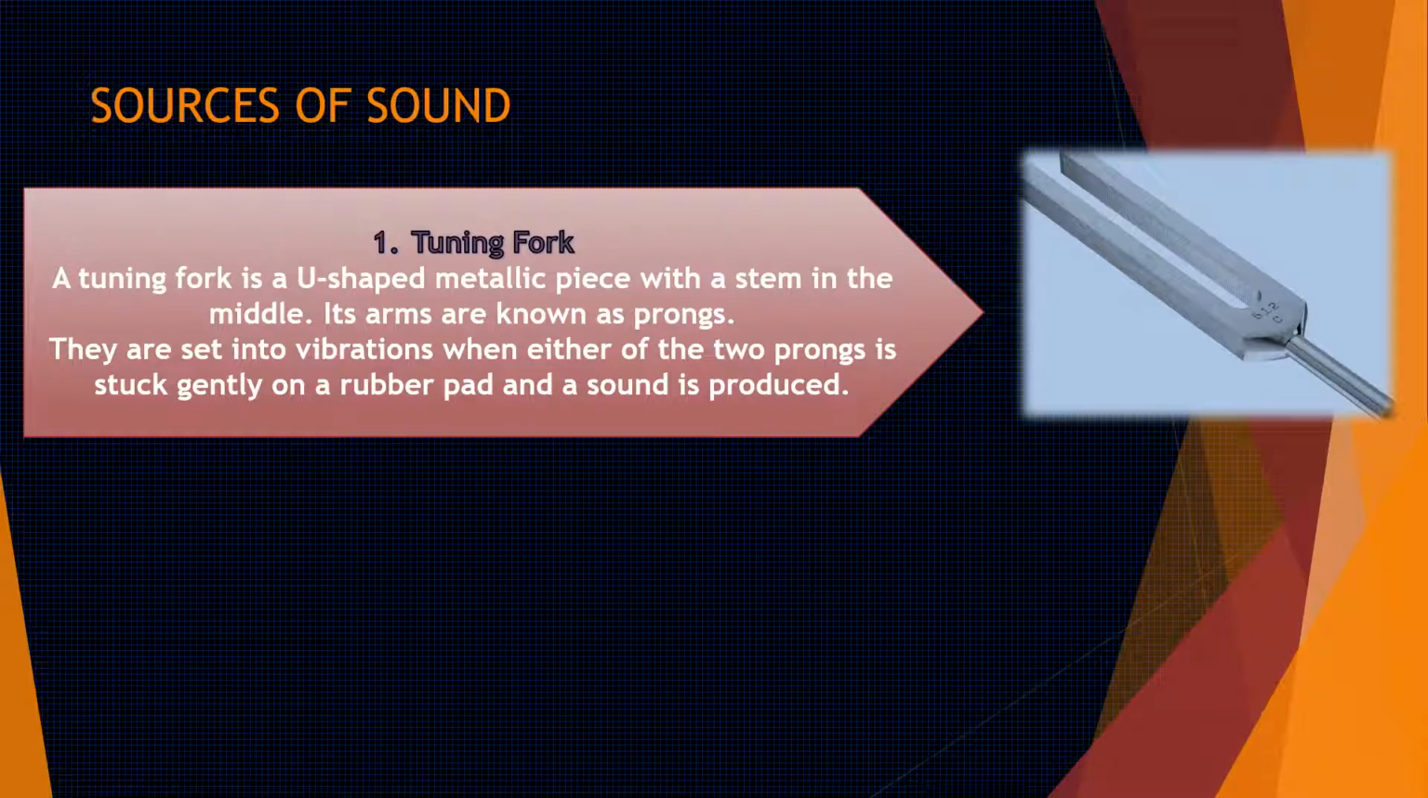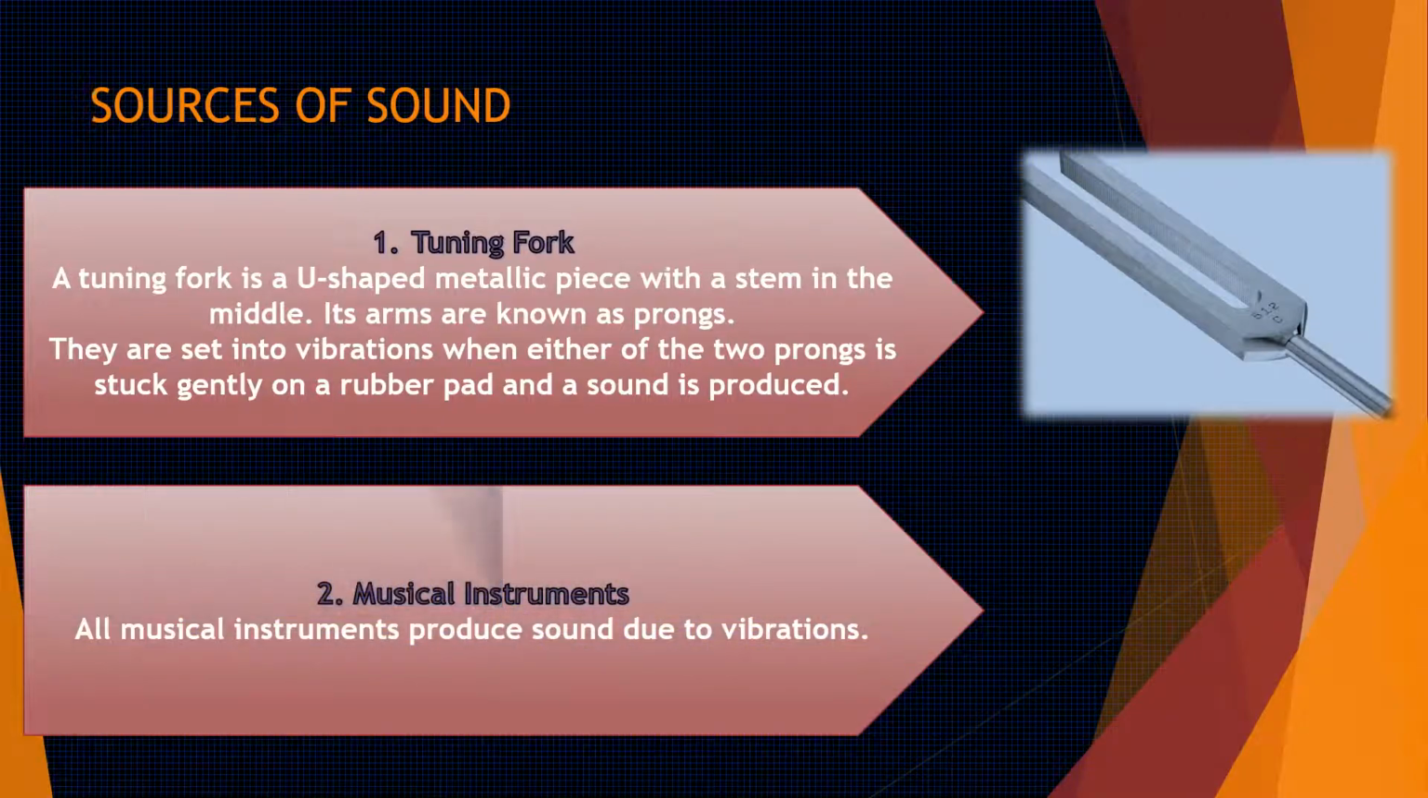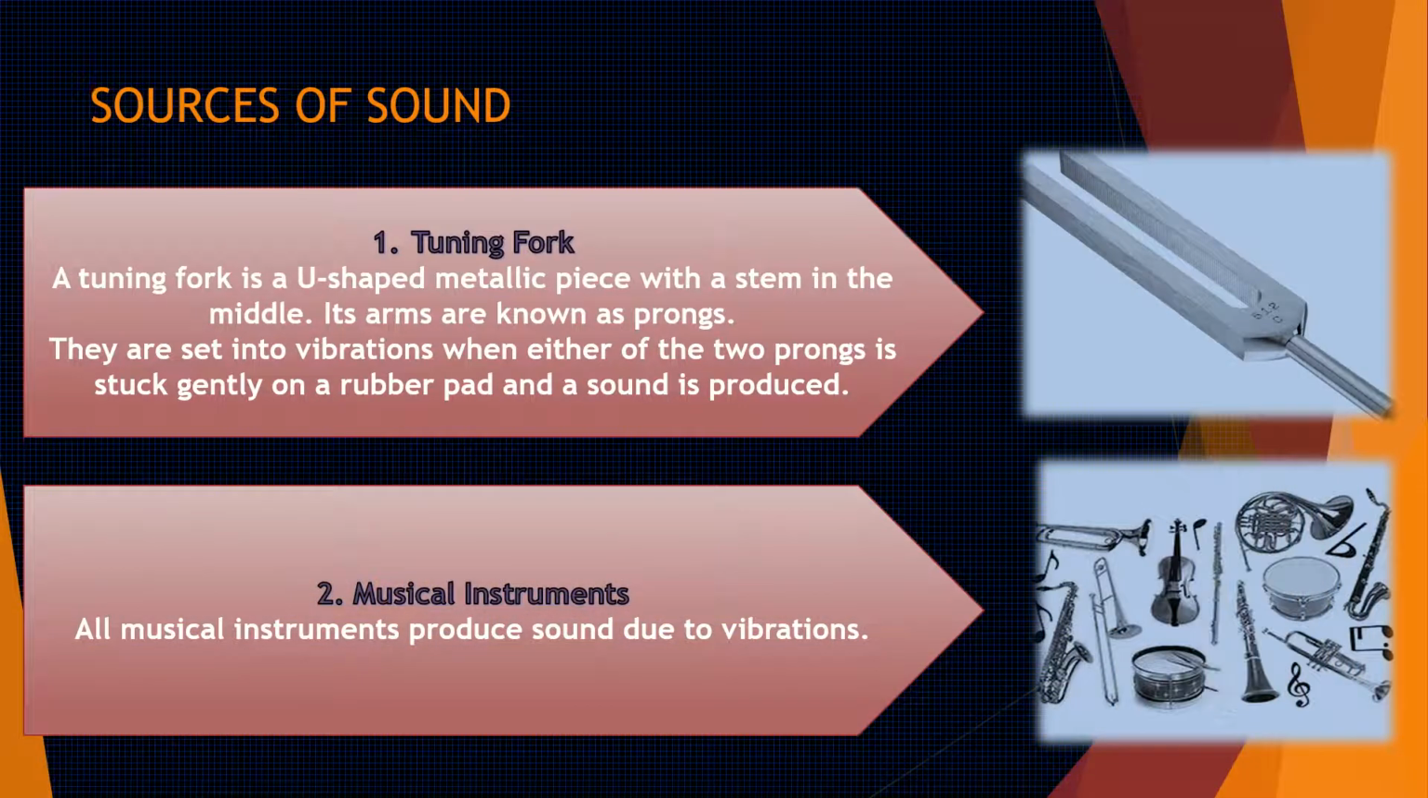sound is produced. Children, you can see this is a U-shaped metallic piece with a stem and its two arms. It is known as prongs. So this is a diagram of a tuning fork. Number two, we have musical instruments. All the musical instruments produce sound due to vibrations, and we will learn about different musical instruments in detail.